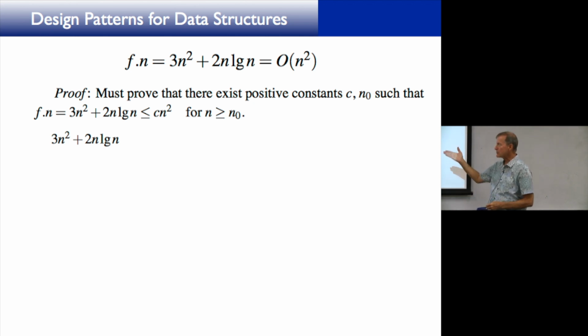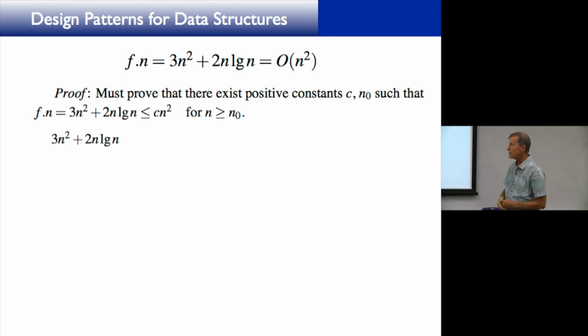So what do we try? What can we do? Does anybody see it? We have to get this to be less than or equal to something. Can we just drop the 2n log n? Yes or no? Can we just drop it and remove a positive value? No, because we're trying to get this to be less than or equal to.